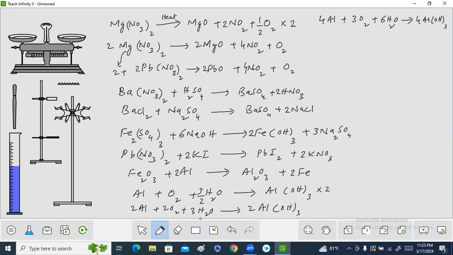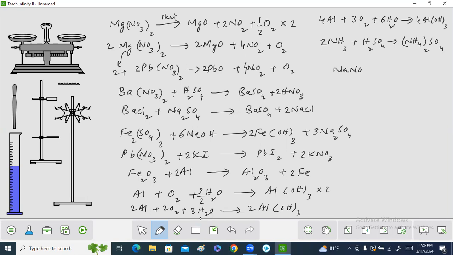Now, there are some more equations. The equation in which ammonia combines with sulfuric acid to form a fertilizer, ammonium sulfate. This is ammonium sulfate. So we have two nitrogens. So if we put two here, this is the balanced chemical equation.